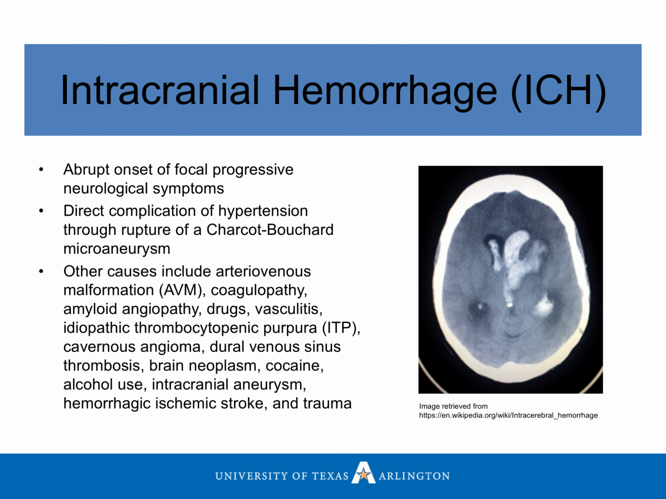So intracranial hemorrhage is an abrupt onset of focal progressive neurological symptoms, and it's basically caused by bleeding in the brain that is usually a result of hypertension causing a rupture of a microaneurysm. Other causes are listed here. It can be from arteriovenous malformations, coagulopathy, amyloid angiopathy, drugs, vasculitis, idiopathic thrombocytopenic purpura, cavernous angiomas, dural venous sinus thrombosis, brain neoplasms, cocaine, alcohol use, intracranial aneurysms, hemorrhagic ischemic strokes, and trauma. In the elderly population, it's usually from hemorrhagic ischemic strokes or from trauma.